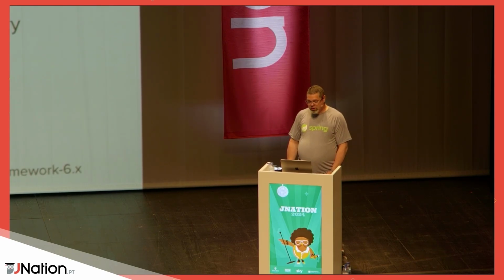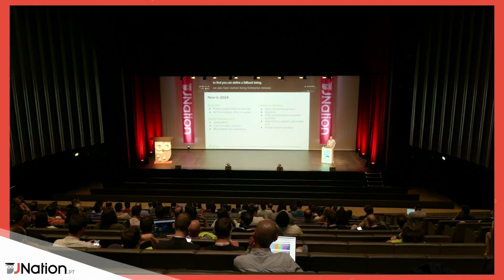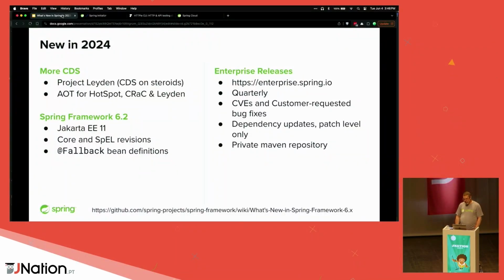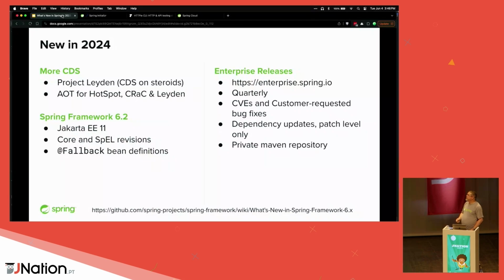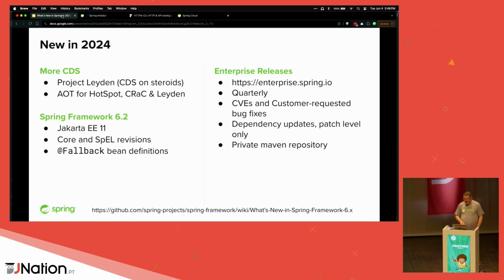We have also started doing enterprise releases of Spring. Every quarter, all the Spring projects do an enterprise release for customers. This is the commercial support that I was talking about earlier. We fix CVEs, and do customer-requested patches and bug fixes. We also do dependency updates, but only at a patch level. So once you get to commercial support, you'll never see a library get updated to a minor version. And it's all in a private Maven repository.